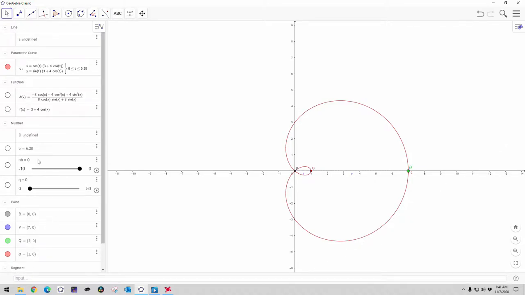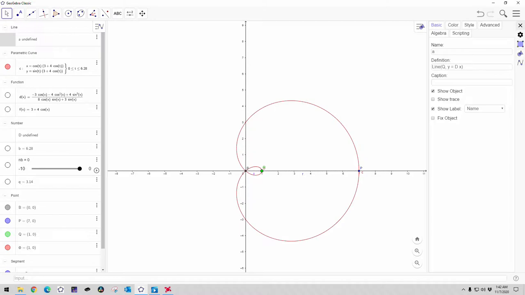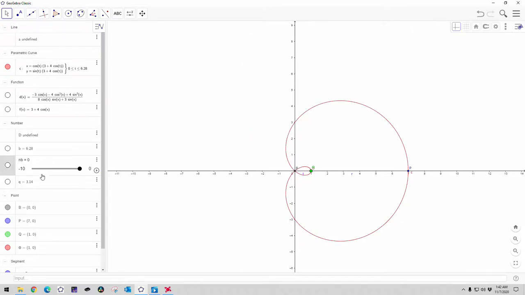So notice at 0, I have an undefined line here. It's actually a vertical line. And then same thing at pi. Notice my tangent line is still undefined. And that's really just because of the format that I have this in. Let's go ahead and put the format back on this thing and see if that makes a difference for us here. No, it's not going to like it.